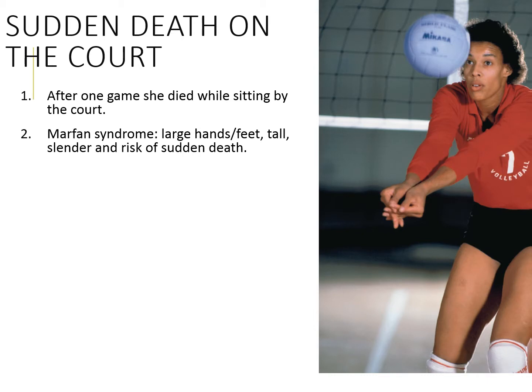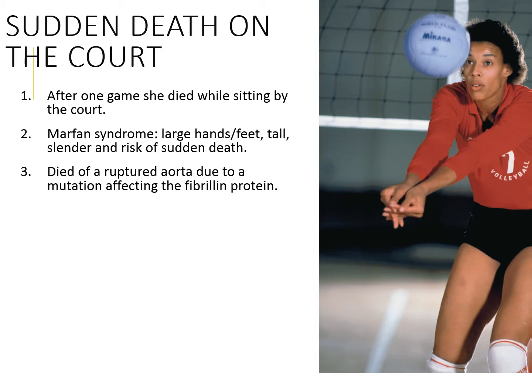This was due to Marfan syndrome, which essentially is characterized by having large hands, large feet, being tall, slender, and unfortunately also a risk of sudden death. So some of these traits really made her an excellent volleyball player, but of course the other side of it was a greater risk of sudden death. Died of a ruptured aorta. That is the main blood vessel that comes out of the heart, so it's the biggest artery in the body. So if it bursts, it's basically going to be more or less instant death.